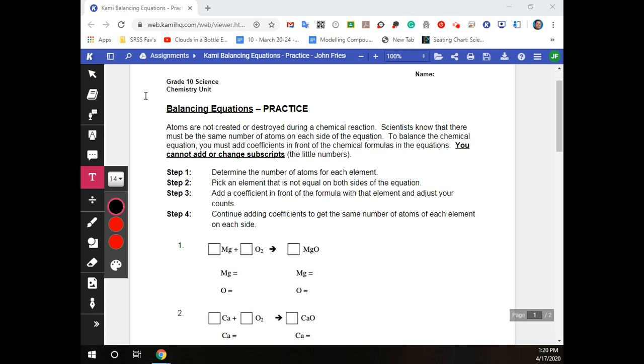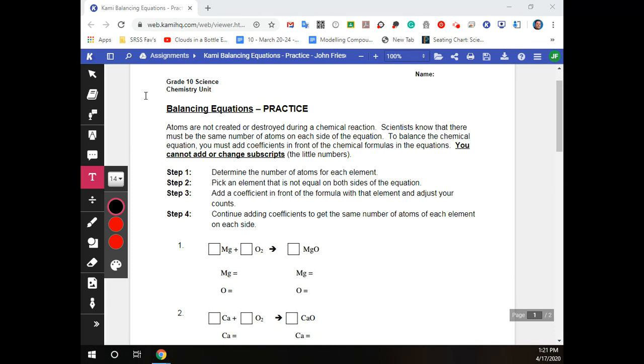This is the grade 10 science chemistry unit, balancing equations practice sheet. Atoms are not created or destroyed during a chemical reaction. You'll remember that we learned this in the notes regarding the law of conservation of mass. Mass is neither created nor destroyed.